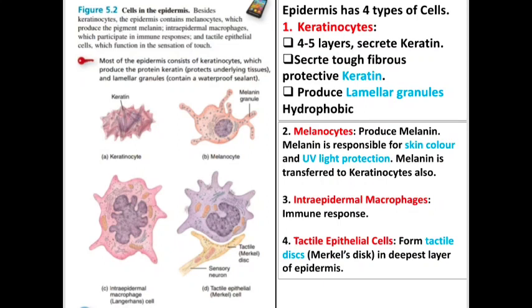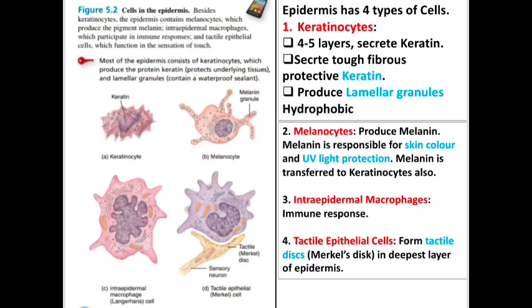Keratinocytes are the most numerous cells. They compose 90% of the epidermis. They are called keratinocytes because of the presence of the keratin protein, which is tough, fibrous, and protective in nature. Keratinocytes are also responsible for the production of lamellar granules, which secrete hydrophobic secretions, and these ensure the water repellent properties of the different layers of epidermis.